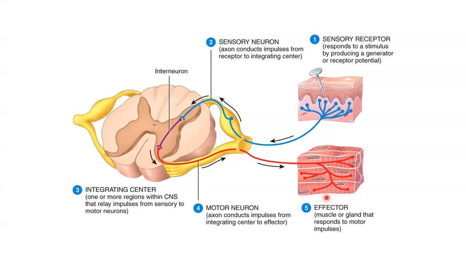Most importantly is the speed at which this nerve impulse travels along the reflex arc. As I said, many of our reflexes are protective, and therefore we want them to happen as quickly as possible.